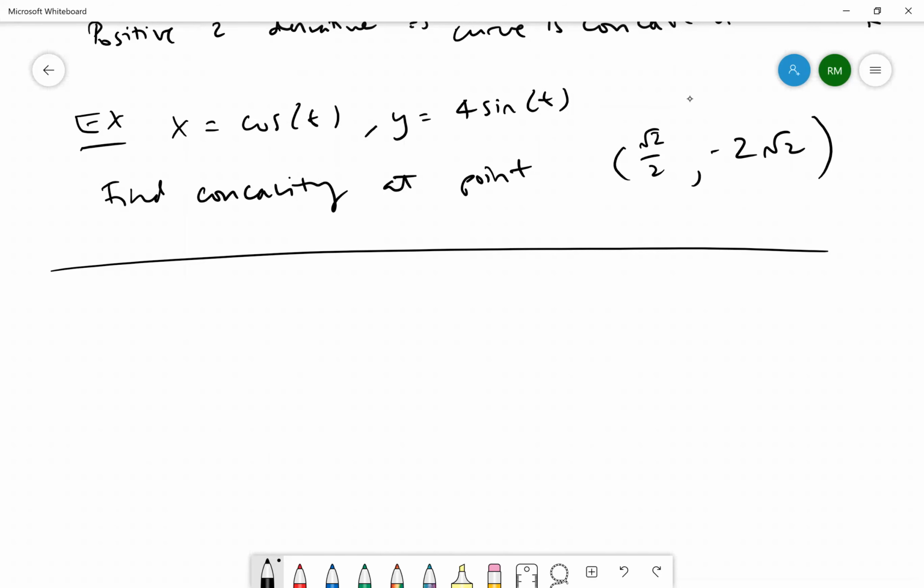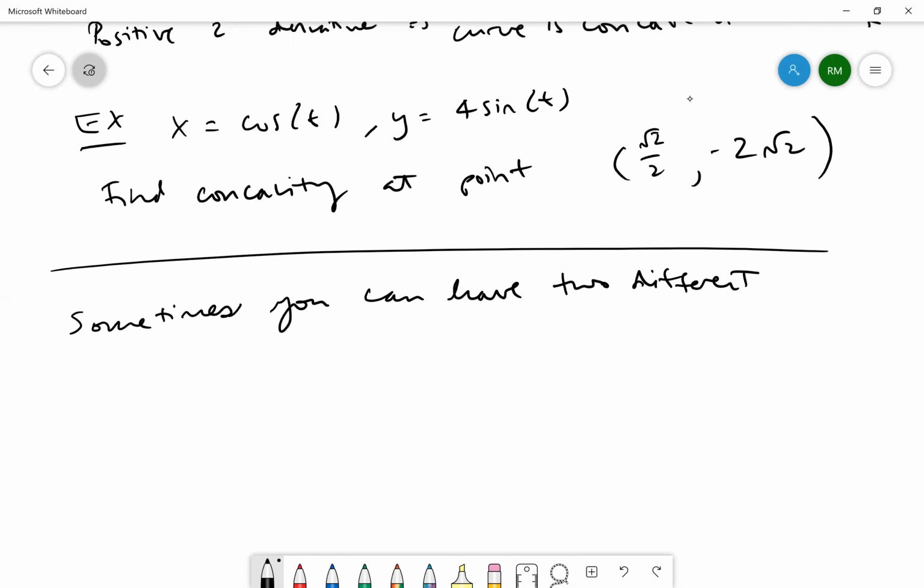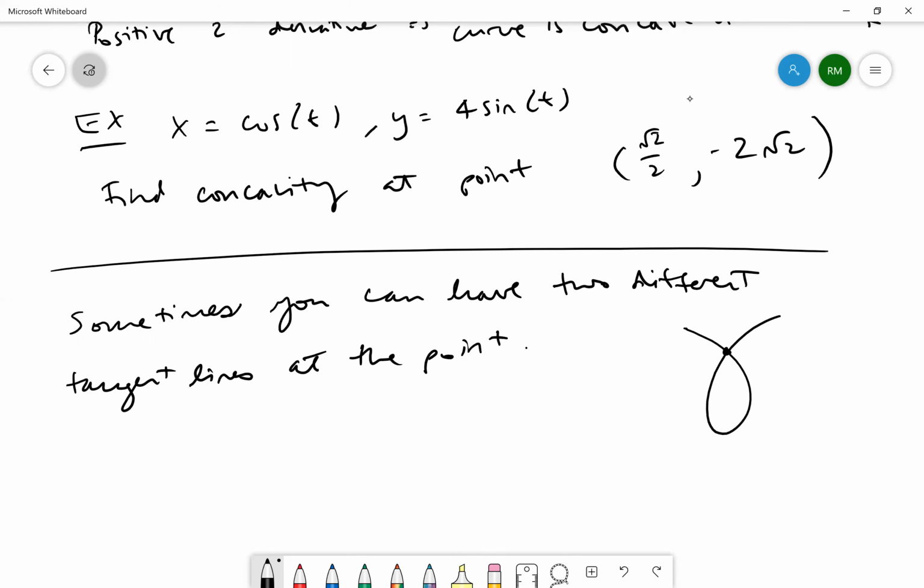But there's actually something odd that can happen sometimes. Sometimes you can have two different tangent lines at the same point. It makes sense why this can happen for parametric curves, because a parametric curve can go through the same point twice at two different times. You can walk around and pass through the same spot twice, but you came through at different times, and your direction might be different at those two times.